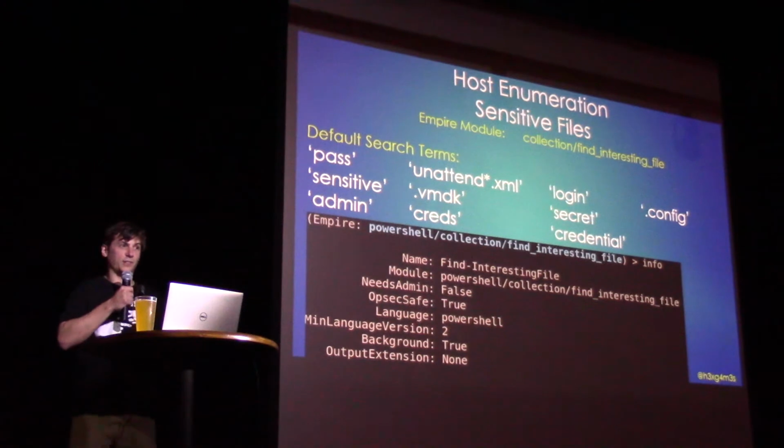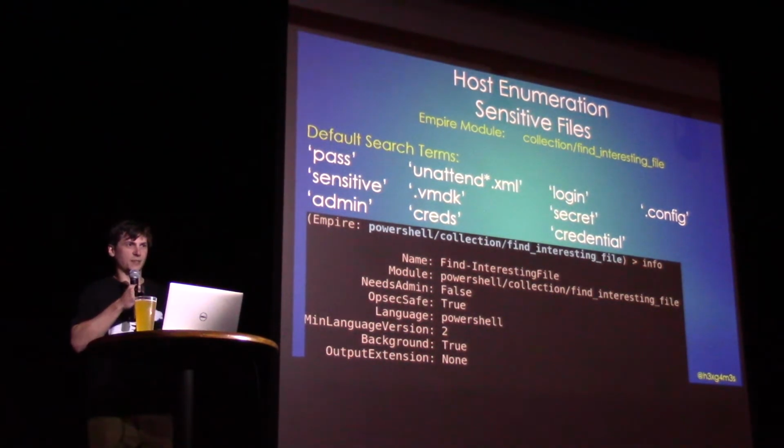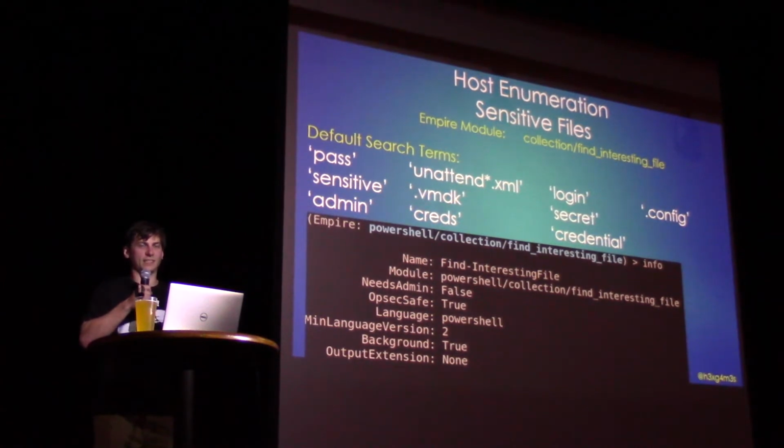Empire makes this part nice. They've got a find interesting file command or module that you can run that by default does regex searching on the whole host for you, and it searches for paths and sensitive and admin and XML files, virtual machines, anything with creds in it, login, secret, credential, .config. That's the defaults. You can add your own as you build that list. But this will just output all those files right away.